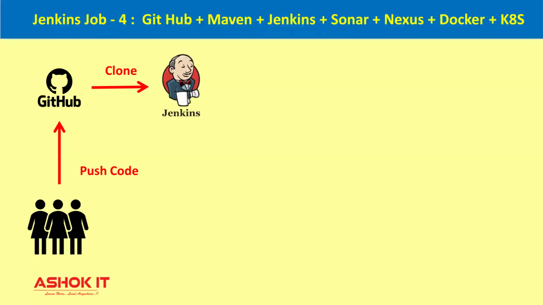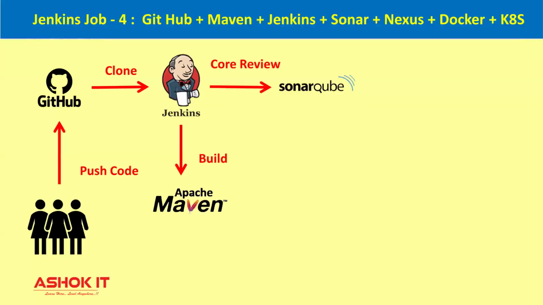Now, once the pipeline is ready, we need to run the pipeline. When we run the pipeline, what will happen? Jenkins will take the code from the Git repository, and Jenkins will talk to Maven to build the project. Then Jenkins will talk to SonarQube, which is used to perform the code review. Then it is going to talk to the Nexus repository where our project artifact will be uploaded.